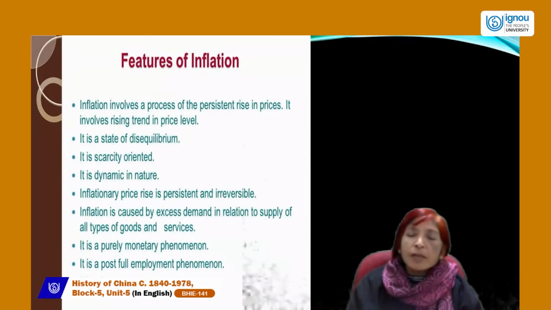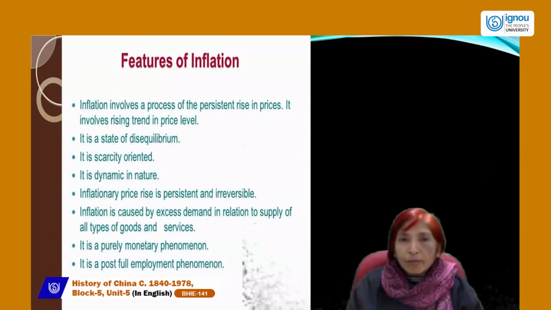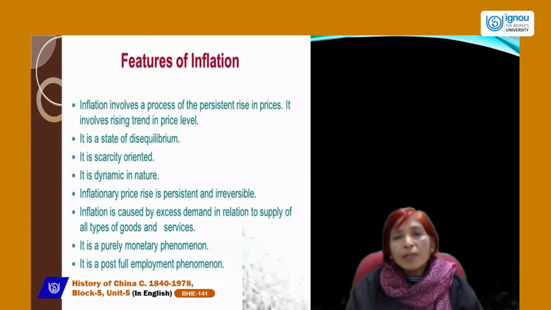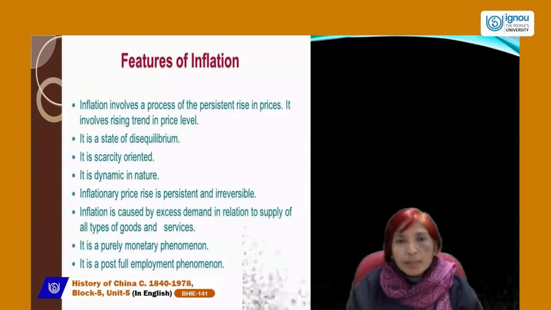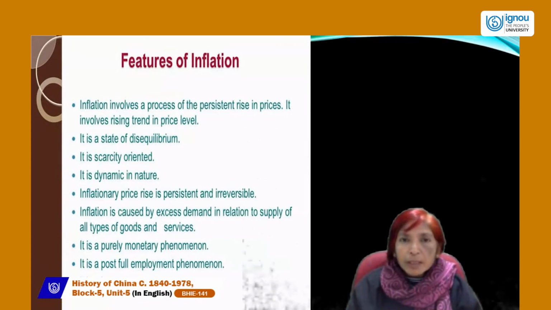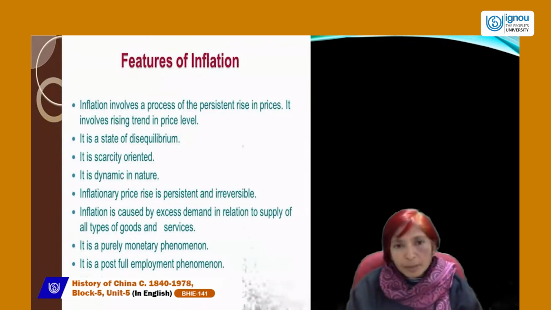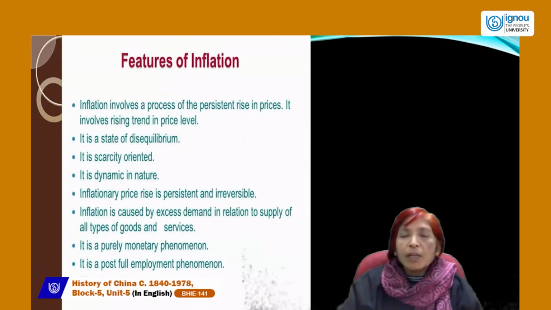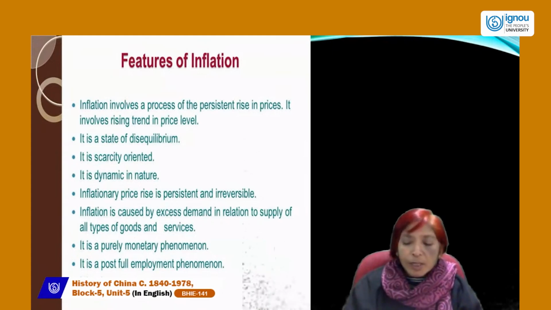And it's a long-term process, because inflation is a monetary phenomenon, and when the price level increases continuously for a long time period, or persistently, that is called inflation. So these are the main features of inflation.